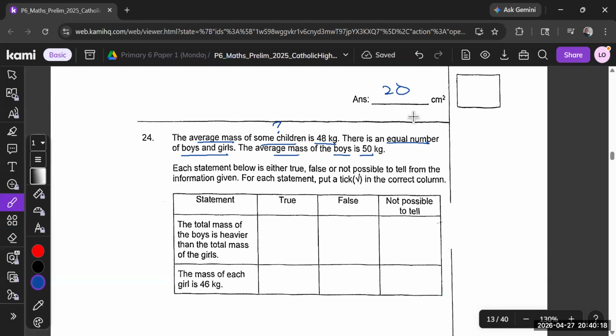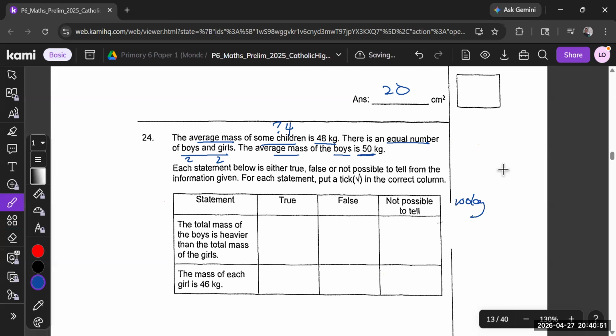There's an equal number of boys and girls. Okay, let's give a number. Small number. 2 and 2. Okay, 2 boys, 2 girls. So let's find the total mass of the boys. The average mass of the boys is 50. 50 times 2. So the boys is 100 kg, right? And then what is the total mass of the girls? Can we find that? Yeah. How many children are there if there are 2 boys and 2 girls? There must be 4, right?